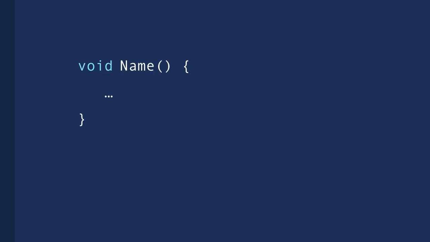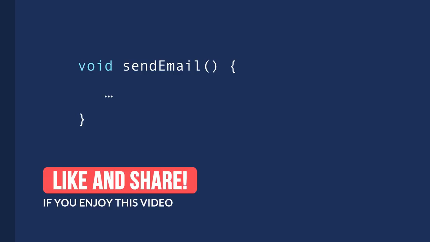Now, after the return type, we have the name of our function. So here we should give our function a proper descriptive name, like send email. This name clearly identifies the purpose of this function, okay? Now, after the name, we have a pair of parentheses, and inside these parentheses, we add the parameters for this function. We use these parameters to pass values to our function.